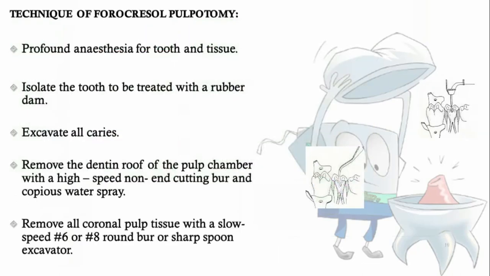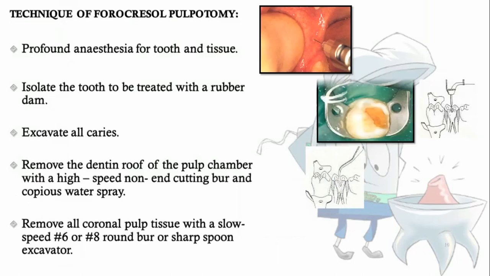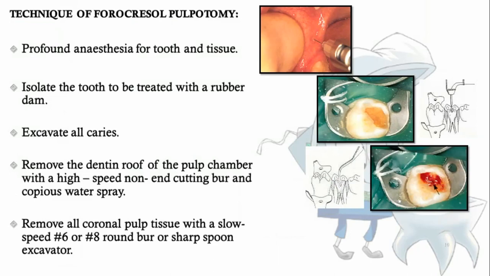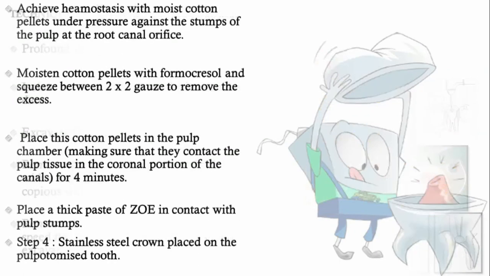So let's see how this technique is performed. In any pulp therapy procedure, anesthesia is a must. So we first anesthetize the tooth, then isolate the tooth to be treated with a rubber dam. We excavate all the caries if it is soft with a spoon excavator, or you can go ahead with your aerator. Then remove the dentin roof of the pulp chamber with a high speed non-end cutting bur, and copious water spray has to be done. Remove all the coronal pulp tissue with a slow speed number 6 or number 8 round bur or a sharp spoon excavator.